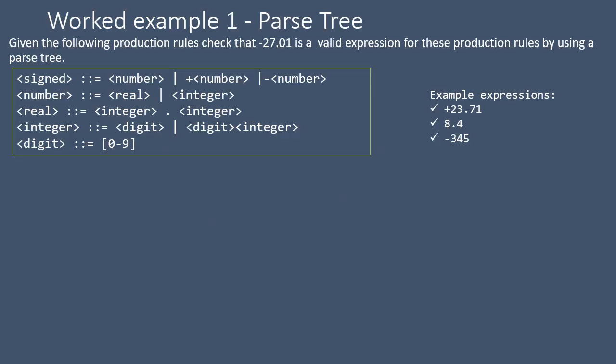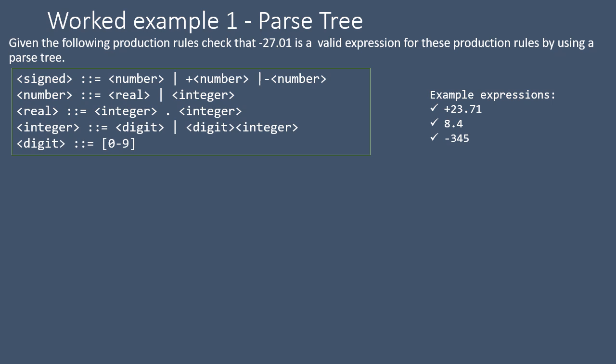We're going to do a work-through example of a parse tree for the production rules that are presented here for representing a number. Numbers can be integers, numbers can be real numbers, and they can be prepended with a plus or a minus or have nothing at all in front of them. So this is what this set of production rules allows us to have. We've got some example expressions here on the right hand side that are all valid. You can have plus 23.71, you can have 8.4, or you can have minus 345. So we can have a range of numbers.